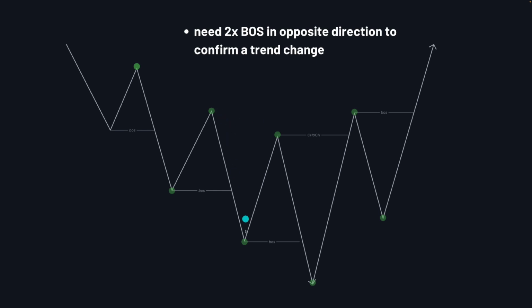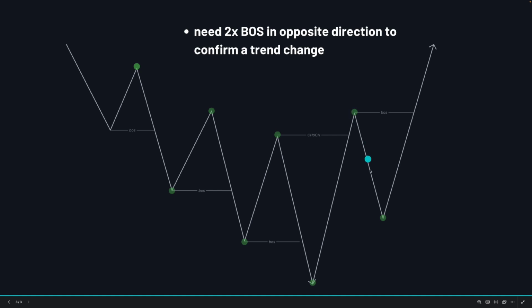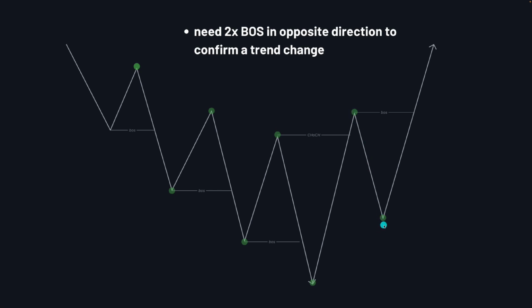So as you can see, lower low, lower high, lower low, a new higher high, a higher low, and then to confirm the trend change, we need to break this high right here, giving us 2 breaks of structure in the opposite direction. Now, the first break right here is the first sign that we are going to get a trend change, so this is why I've marked this as CHoCH.